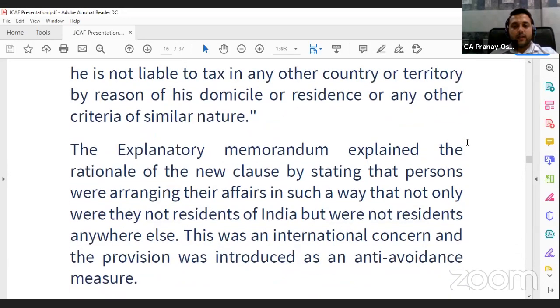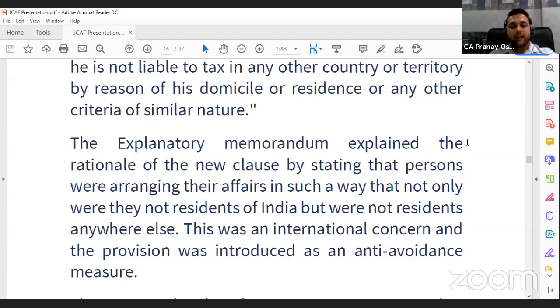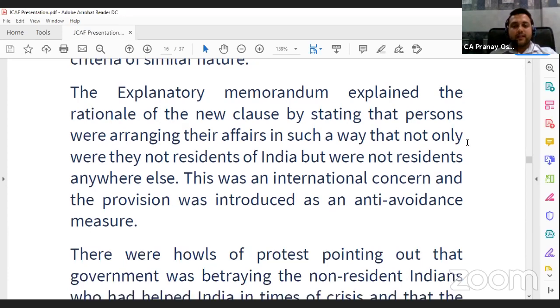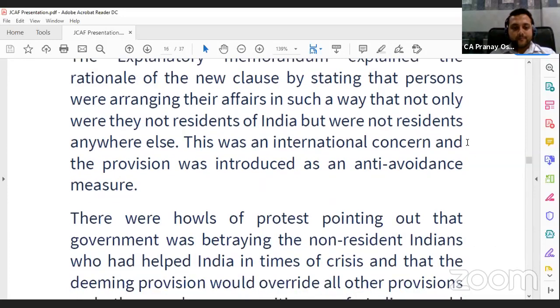The explanatory memorandum explained the rationale of the new clause by stating that persons were arranging their affairs in such a way that not only were they not residents of India, but they were not resident of any country as well. So this was an international concern, as a person was planning so effectively that he was not resident in India as well as not resident in any other country. And the provision was introduced as an anti-avoidance measure.